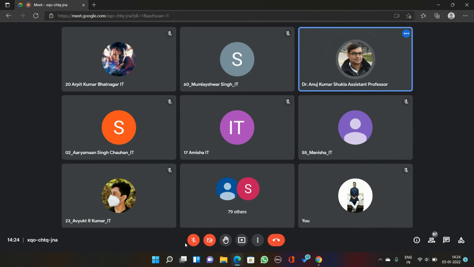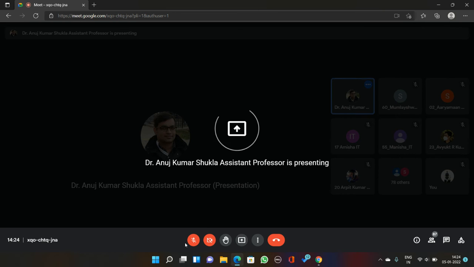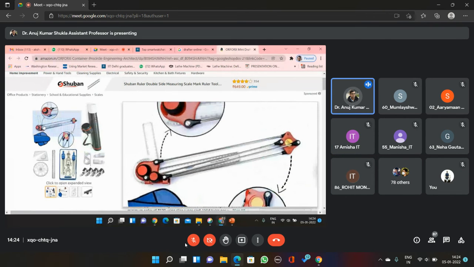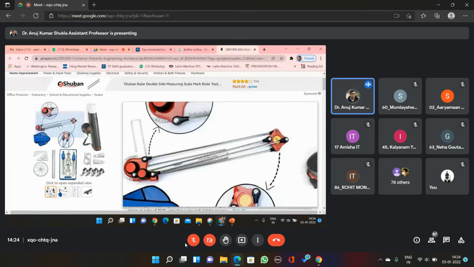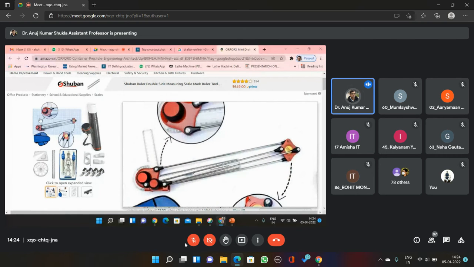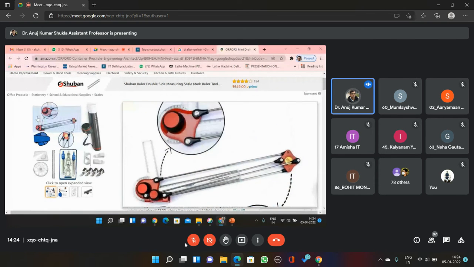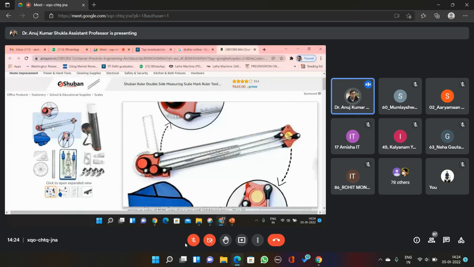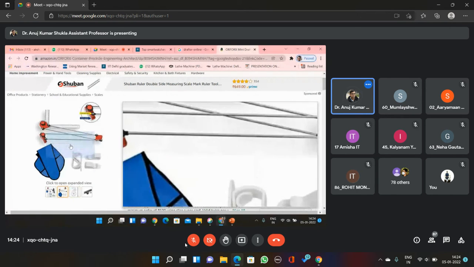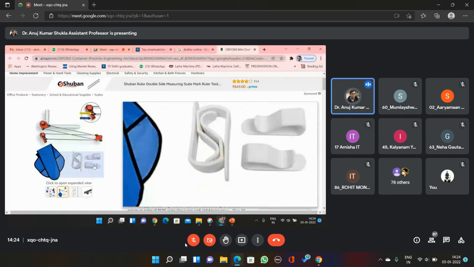Is my screen visible to everyone? This is your drafter. This drafter is made in a way that you can rotate it on your desk and make any angle. You can even check the reference, because you have two scales. You can fix these two scales in line with the paper. You might have seen the steps.